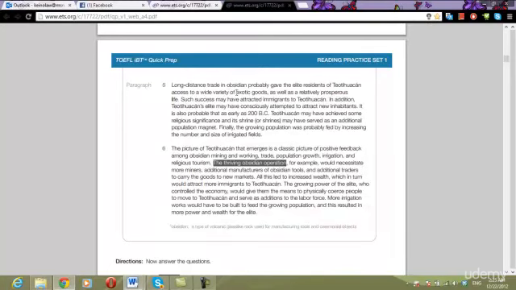Long-distance trade in obsidian probably gave the elite residents of Teotihuacan access to a wide variety of exotic goods, as well as a prosperous life. Okay? And so we look at our answer choices, and then we can go ahead and find our answer choice. So let's have a look and see if we can find a match.